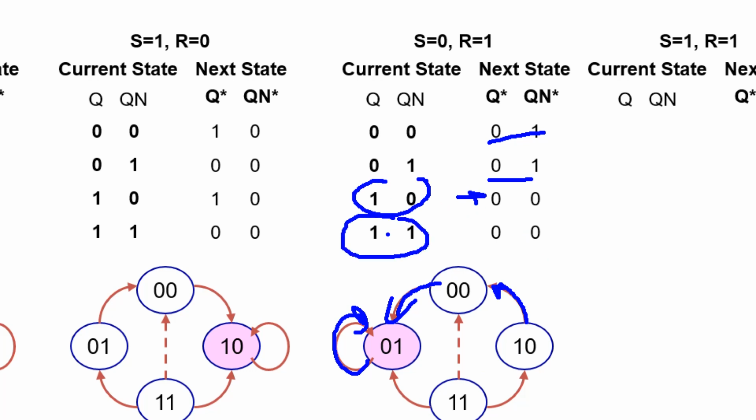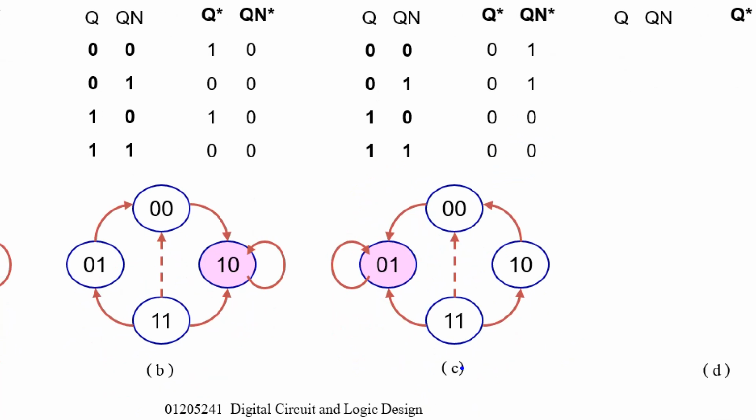And the current state is 1 1. Okay, next state will be 0 0. Again, if these two bits change at a different speed, you go to 0 1 or 1 0. Anyway, any state that you start, finally you go to 0 1 state. This one also monostable.